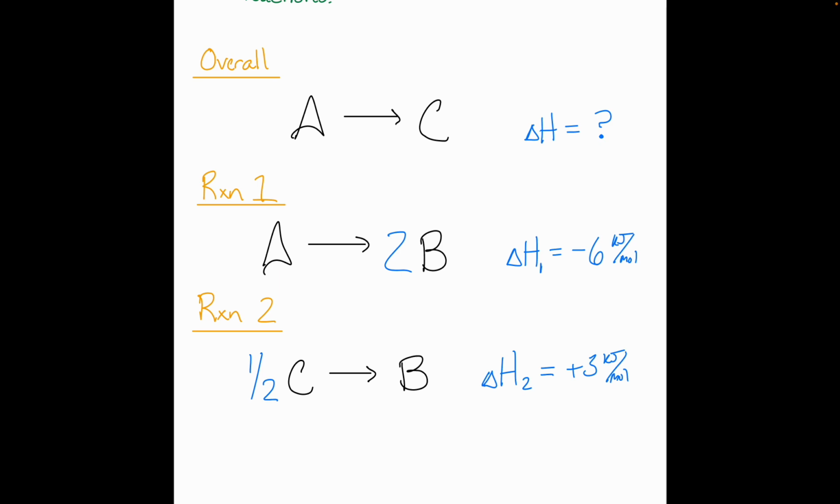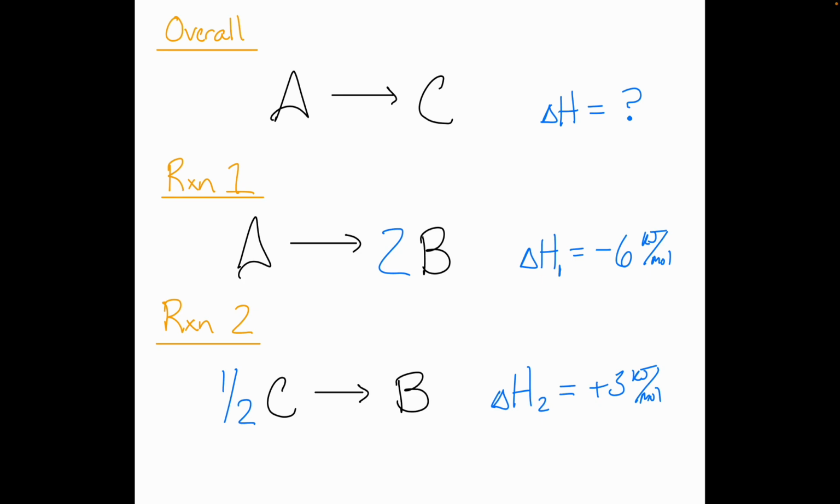If I look at my coefficient for A, it's 1 in reaction 1, so I don't need to multiply that by anything. I have this B here, and B does not appear in my overall chemical equation. So when I sum these two things up, I'm going to need to cancel out that thing that's missing from my overall chemical equation. Let's look at reaction 2. In reaction 2, I have C, but C is on the reactant side of reaction 2 and the product side of my overall reaction. So what am I going to do?